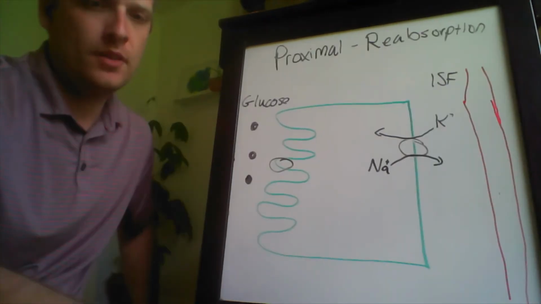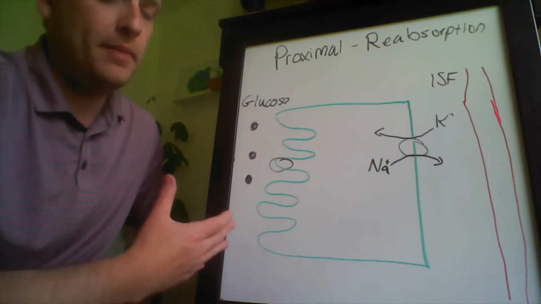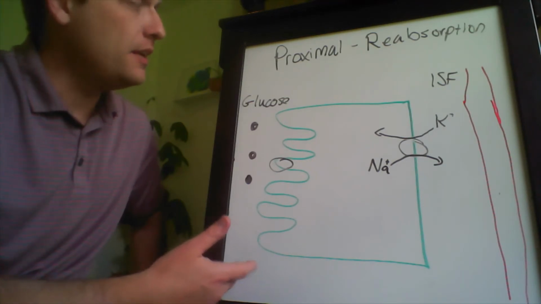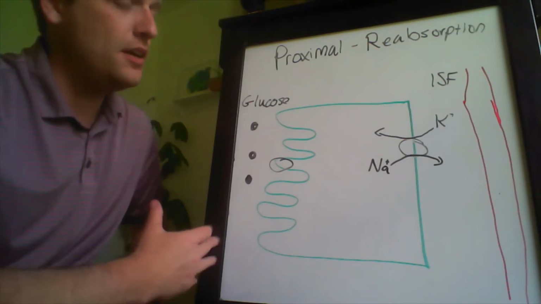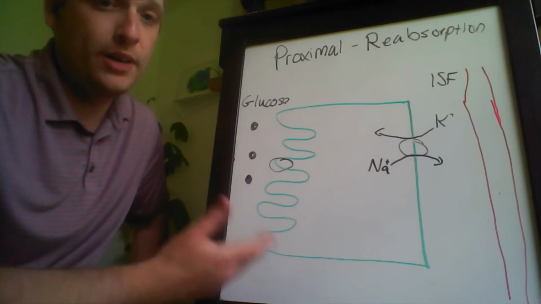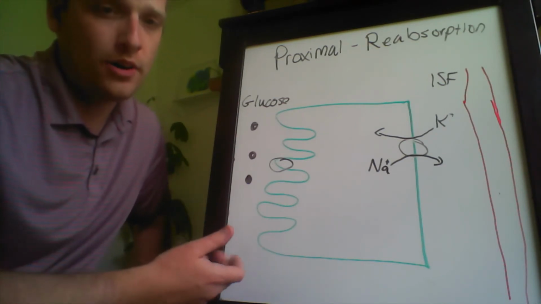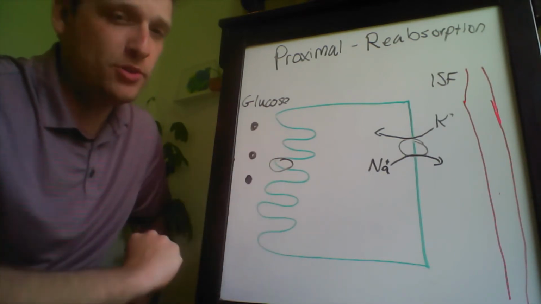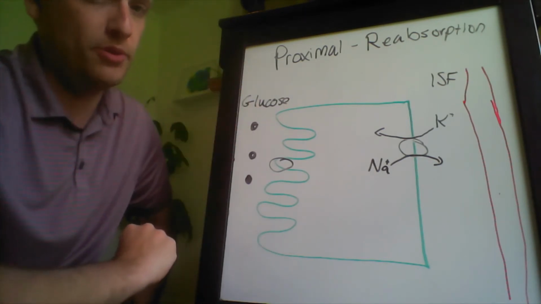I'd like to talk about specific mechanisms of transport for certain substances. And in the proximal tubule, this is incredibly important because the proximal convoluted tubule is where much of the reabsorption, particularly for things like nutrients and water, is occurring throughout the nephron. Some of the most important reabsorption processes are going on in the proximal tubule.